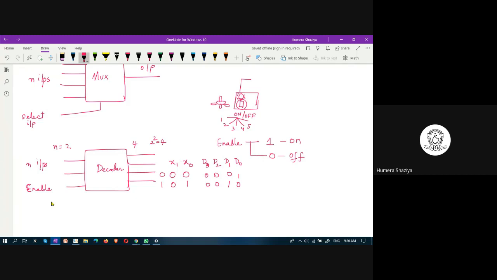When the combination is 1, 0, D2 would produce 1, remaining would be 0, because the decimal equivalent for this is 2 and this D2 would be 1. Here this is D0, D1, D2, D3. This would be X0, X1. And when both are 1, 1, D3 would give 1 as output, remaining 3 outputs would be 0, and this implies that it is equal to 3. This is how a decoder operates.